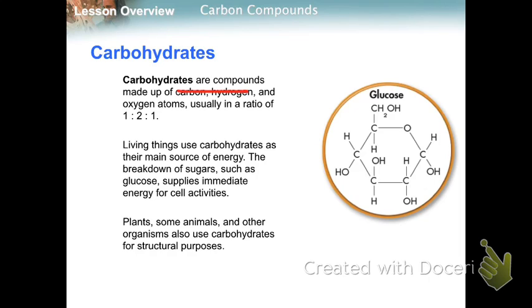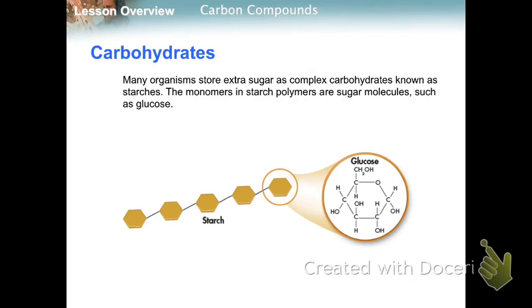Carbohydrates are made up of carbon, hydrogen, and oxygen, usually in a ratio of 1 to 2 to 1. Carbohydrates are the main source of energy for living things. The breakdown of sugars gives immediate energy for cell activities. Plants, some animals, and other organisms also use carbs for structure. Many organisms store their extra sugar as starch. The monomers in starch polymers are sugar, like glucose. So starch is made up of really long chains of glucose hooked together.